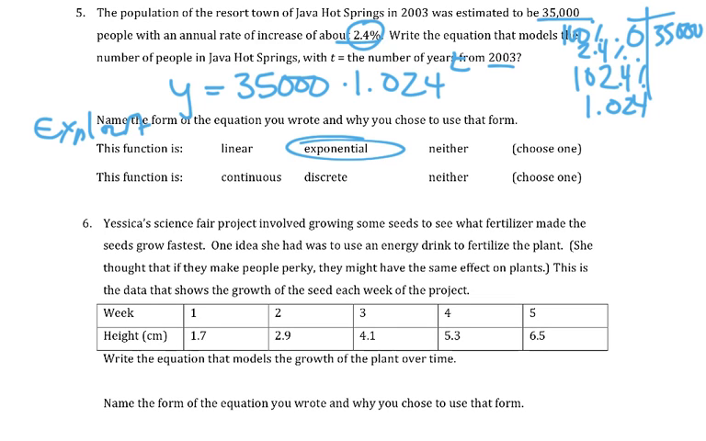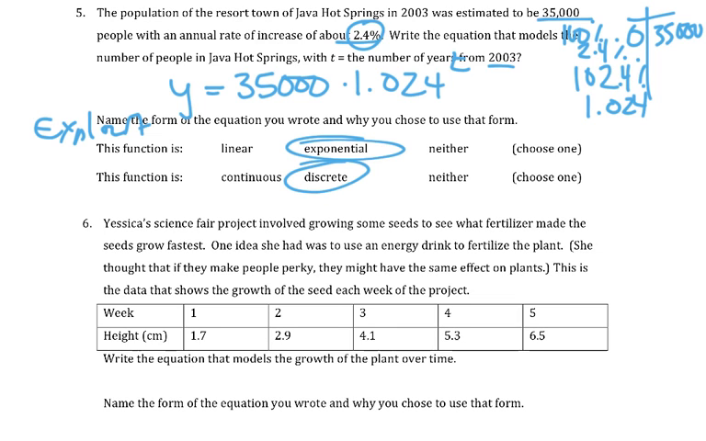Okay, people, now with growth, could we say that that's discrete or continuous? That one's kind of a tough question, but you can't have partial people, so I'd say it'd have to be more discrete than continuous.